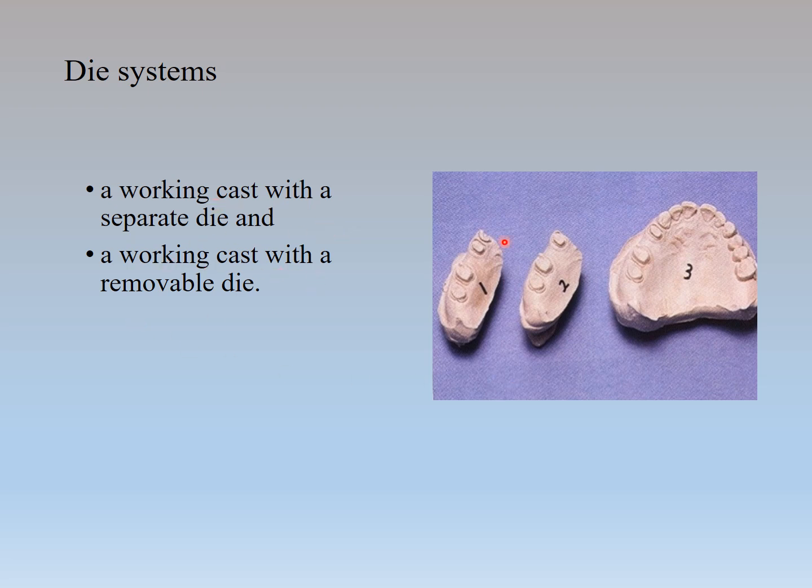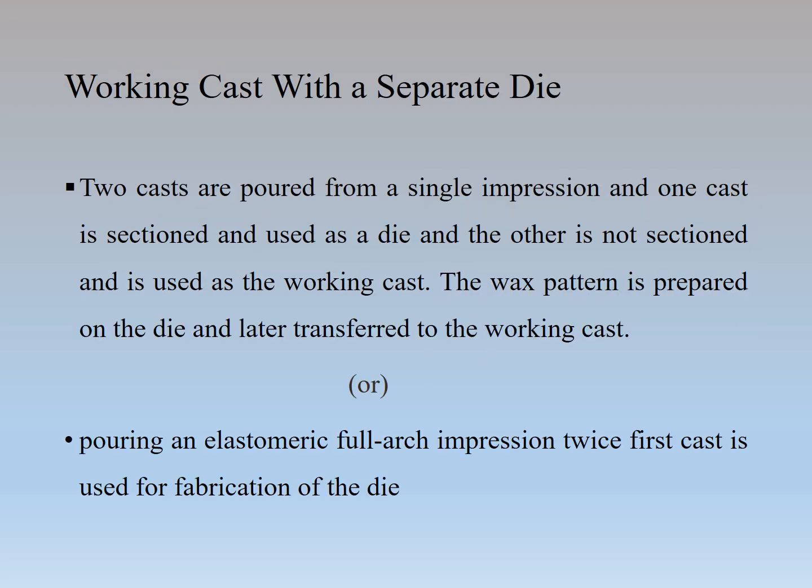Okay, so we can separate it out, and usually we have systems which consist of dyes which can come out in the hand, and it can be prepared even easily, guys. Okay, so working cast with a separate dye. Two casts are poured from a single impression, and one cast is sectioned and used as a dye.